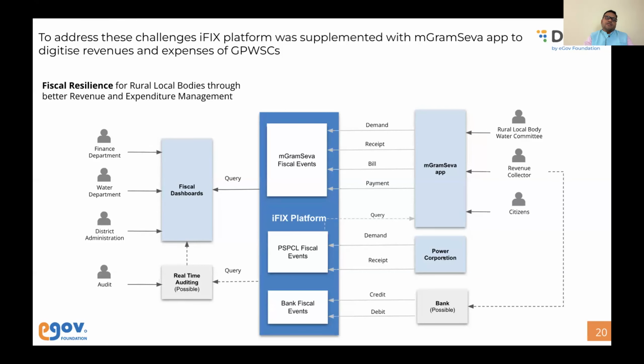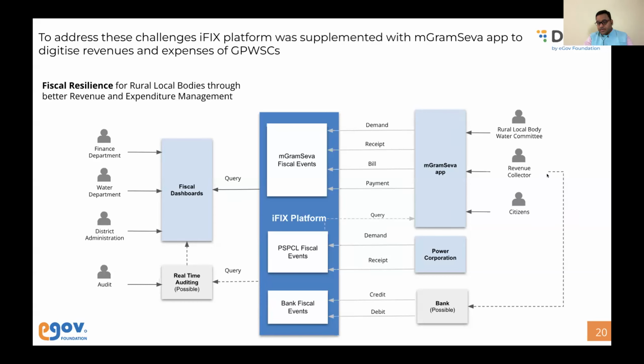especially the power corporation fiscal events that are pushed through iFix onto mgram seva, which says that this is your electricity bill for the month. Anybody who has not paid will immediately come under the scanner of the district administration. And any large pending dues, the department administration will be looking at. So the fiscal dashboards help with that. And the finance department at all points can come in and check on whether the village local bodies are fiscally resilient, fiscally sustainable, and also whether they're making their payments on time and no arrears are piling up.